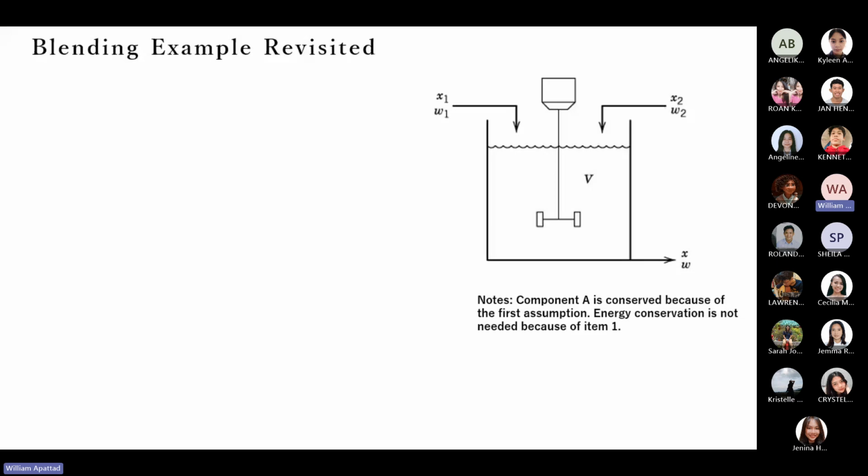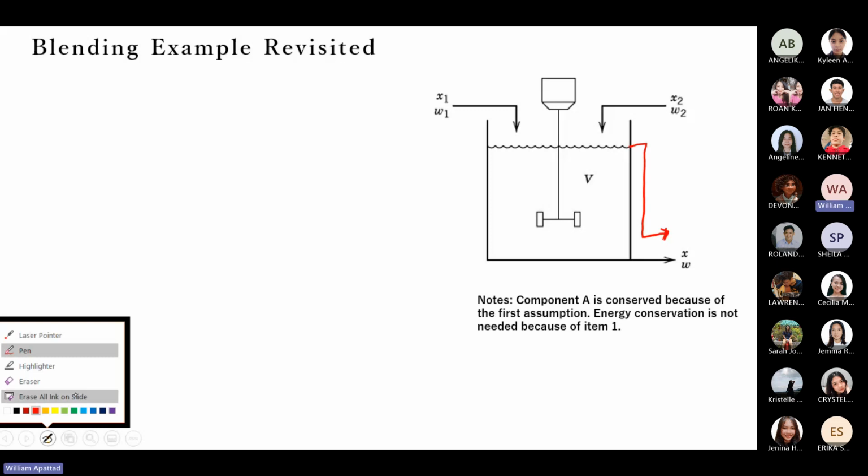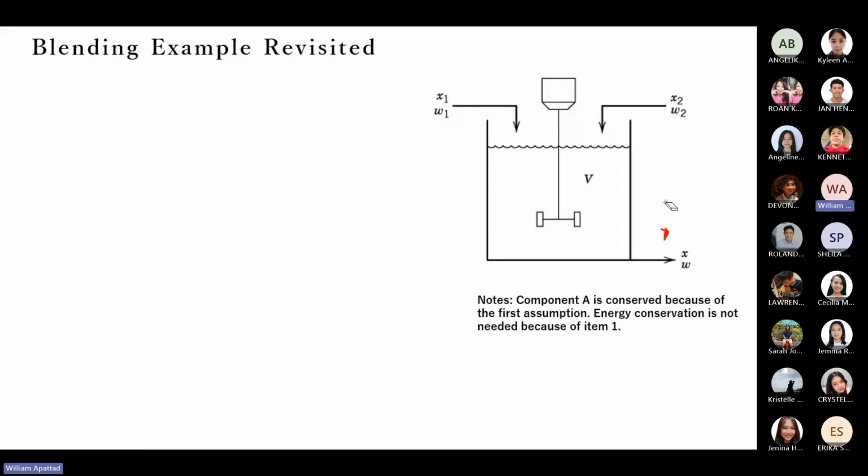So let's have this example. We already had this blending example. We will revisit this. Okay. So sa dati nating example, yung output stream ay overflow, right? So dito siya lumalabas dati. So medyo ibahin natin. Okay? Ang overflow, hindi na siya overflow kundi lumalabas na siya sa bottom. Okay? Malabas na siya sa bottom.